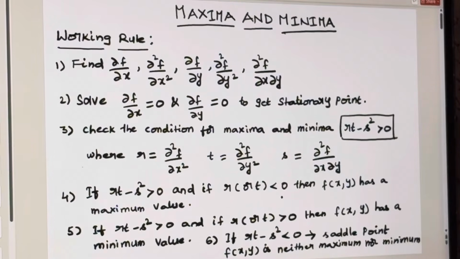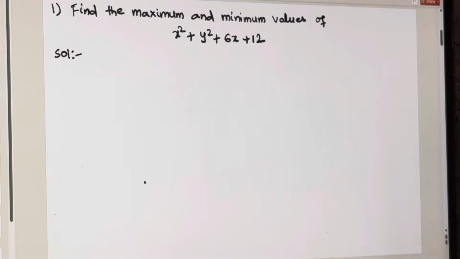अगर R लेस देन 0 है तो फंक्शन को हमेशा मैक्सिमम वैल्यू मिलेगी. इसी तरह RT माइनस S स्क्वायर ग्रेटर देन 0 है और R ग्रेटर देन 0 है तो फंक्शन f of x comma y will be having a minimum value. If RT minus S square is less than 0, then the point we call it as saddle point. मतलब क्या है? Function f of x comma y is neither maximum nor minimum. Now let us justify with some valid examples, students.